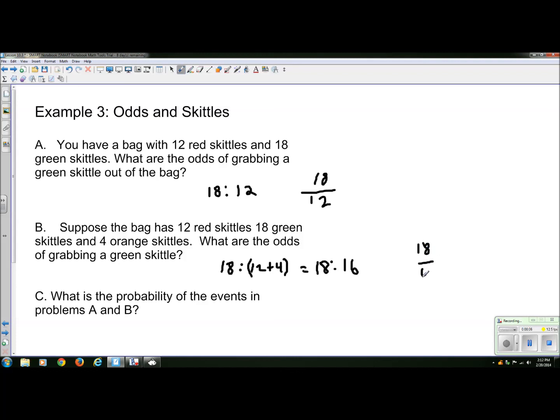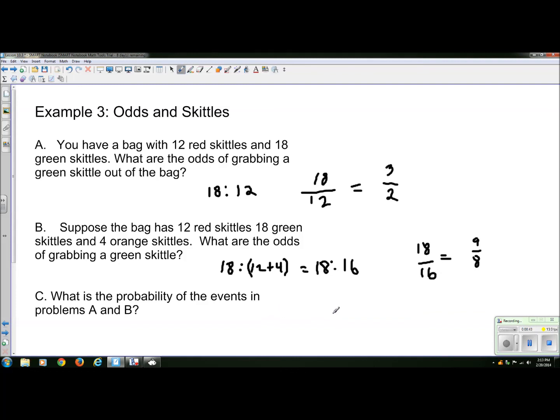Now, notice in both of these, we can actually simplify this, right? 18 and 12 are both divisible by 6. So that's going to give me 3 over 2. And 18 and 16 are both divisible by 2. That's going to give me 9 over 8. If you see these on a multiple choice test, you'll want to be able to simplify your answers.